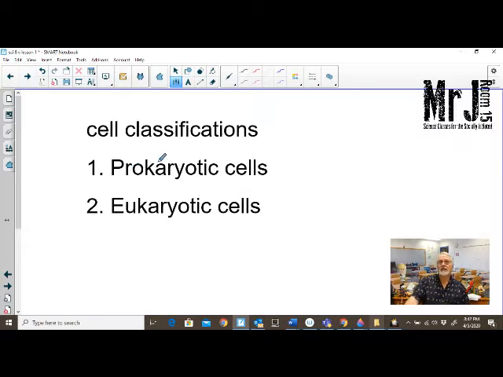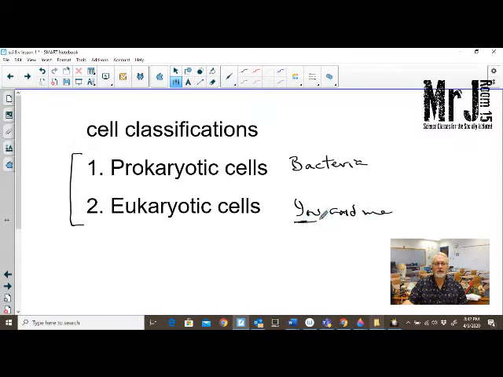Now, within cells, there's a major division. We have what are called prokaryotic cells and eukaryotic cells. Prokaryotic cells are bacteria. And we're going to talk a little bit about bacteria, and generally we think of bacteria as being bad. And then we talk about eukaryotic cells. The way I look at it, these are the cells that make up you and me. And that's how I remember it. You and me, eukaryotic, you and me cells.